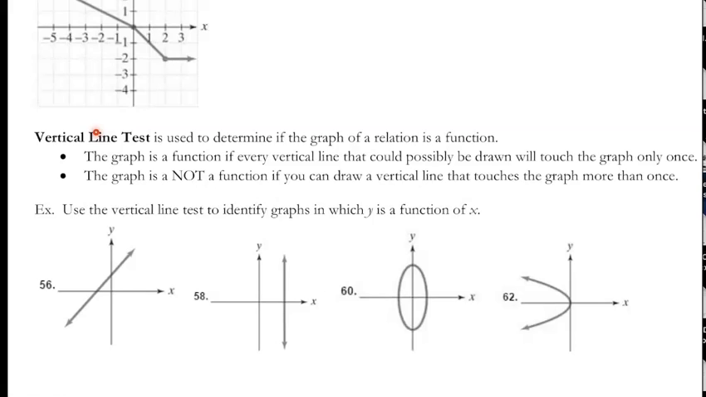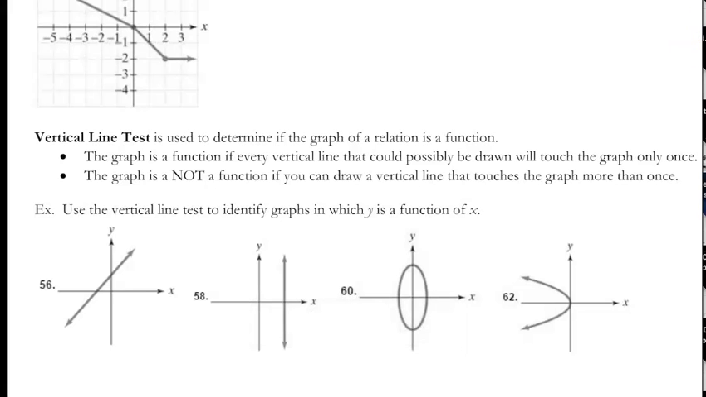vertical line. When I draw the vertical line, if it passes the graph one time and one time only, we get a function. If it passes the graph more than one time, it's not a function. Now I have to think of every possible vertical line, and I have to look for the one that's going to give me more than one to know whether or not I have a function. If on one of them it works, one possible vertical line it works, that's not enough. It has to work on all of them.